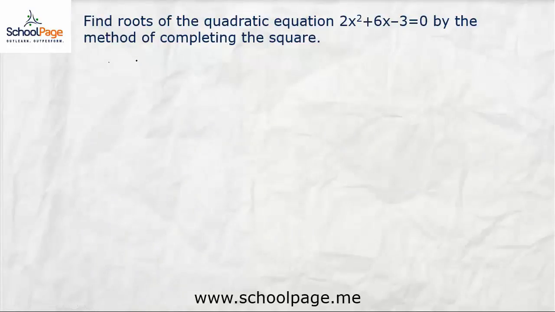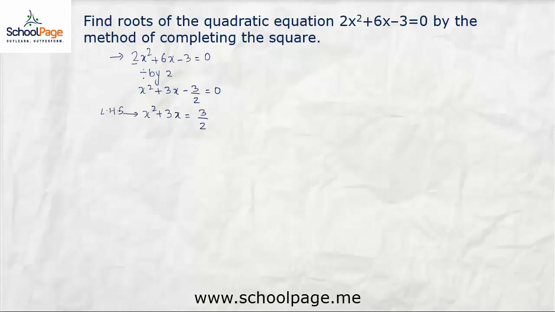Let us find the roots of the quadratic equation 2x² + 6x - 3 = 0. Let us use the method of completing the square. Let us look at the equation. Let us now find the coefficient of x². The coefficient of x² is 2. We need the coefficient of x² to be 1. So we divide the equation throughout by 2 and we get x² + 3x - 3/2 = 0. We take the constant 3/2 to the other side of the equation.